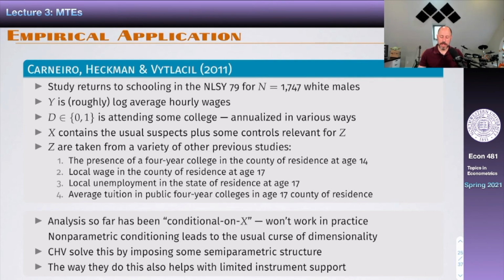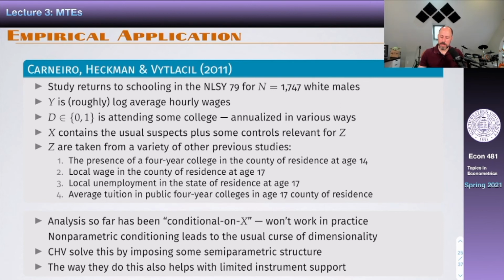These are like different instruments. And, for example, you can talk about distance, the presence of a four-year college in the county of residence at age 14, local wages in the county of residence at age 17, local unemployment at age 17, average tuition of public four-year colleges in the county of residence. These are instruments that have been used in a variety of other papers. They list them all in a table we're going to discuss. But we're going to use these instruments. So the analysis so far has been conditioned on X. I said that as we were talking. This clearly will not work in practice when you see the list of X's that we have.